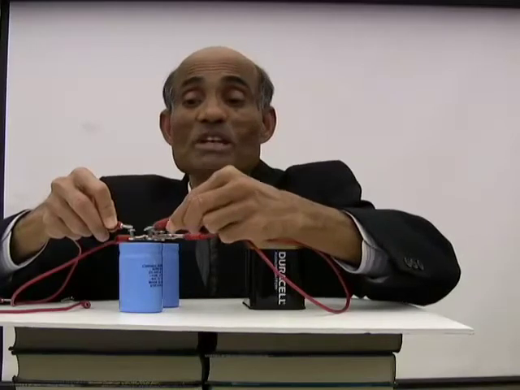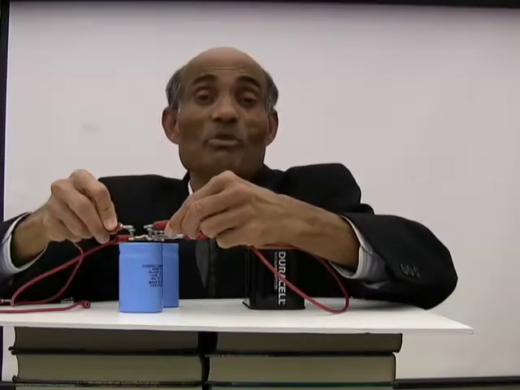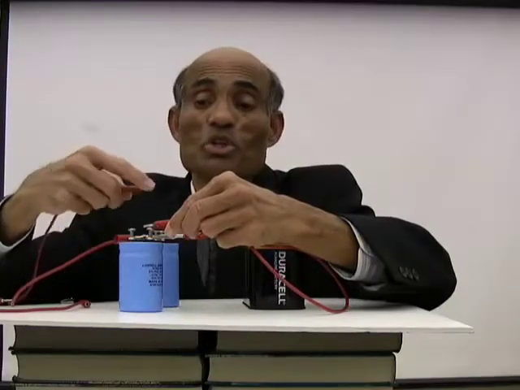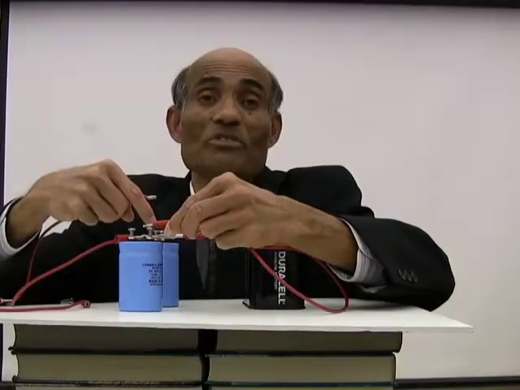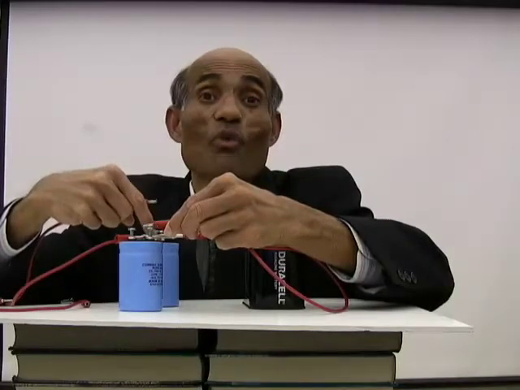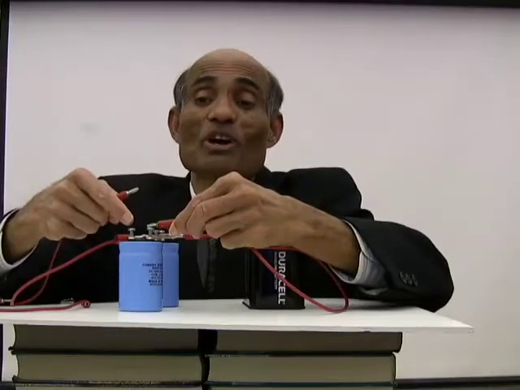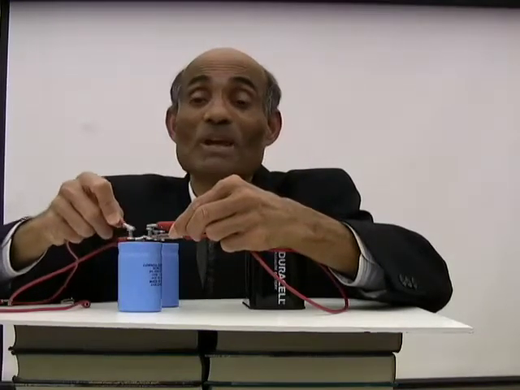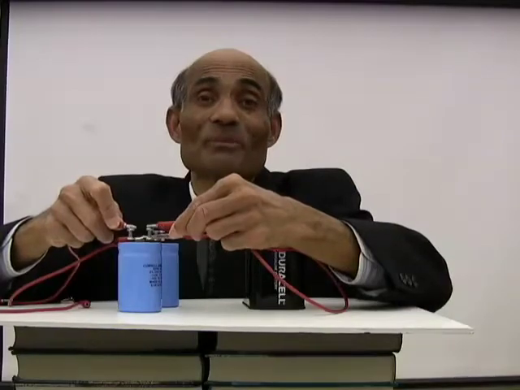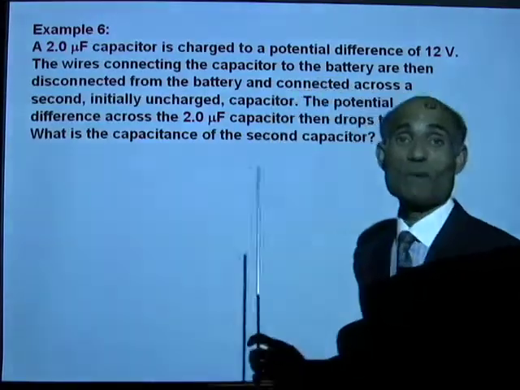Now you can see these two capacitors are now in parallel, and we are told that the potential on the first capacitor, the 2 microfarad capacitor, now falls to 4 volt. That means what will be the potential difference across the second capacitor? They are in parallel. They both will have the same potential. Alright? Okay, let's do the problem now. You have a mental picture of the problem now.